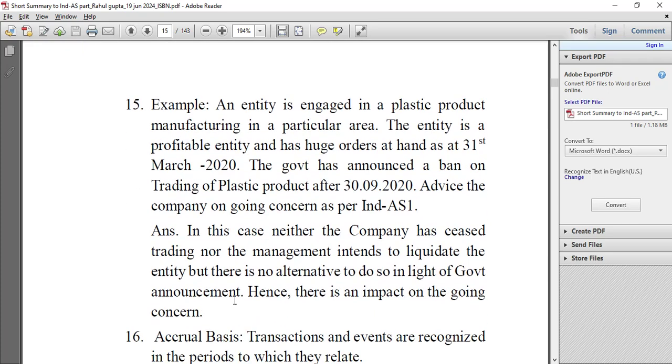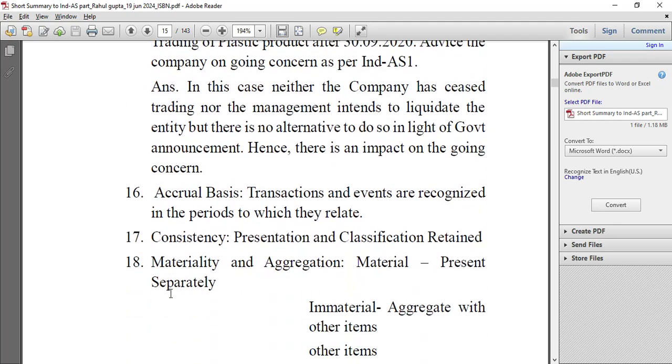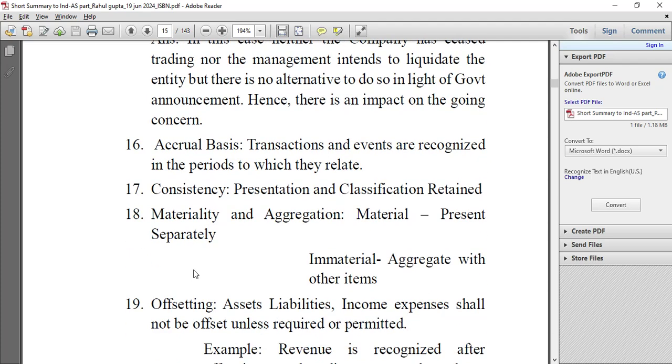In this case, neither has the company ceased trading nor does the management intend to liquidate the entity, but there is no alternative to do so in light of the government announcement. Hence, there is an impact on going concern. Accrual basis: transactions and events are to be recognized in the periods to which they relate. Consistency, presentation, and classification is retained.